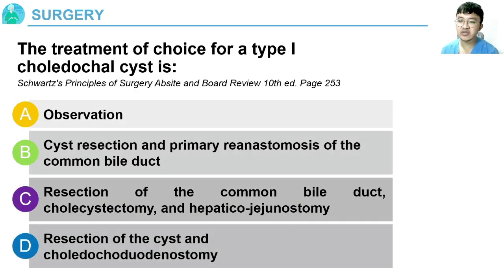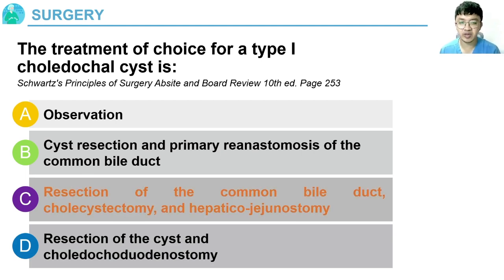Next, what's the treatment of choice for a type 1 choledochal cyst? Is it A, observation, B, cyst resection and primary anastomosis of the common bile duct, C, resection of the common bile duct, cholecystectomy and hepaticojejunostomy, or D, resection of the cyst and choledochoduodenostomy? So for a type 1 choledochal cyst, you need to do a resection of the common bile duct, remove the gallbladder, and do a hepaticojejunostomy.